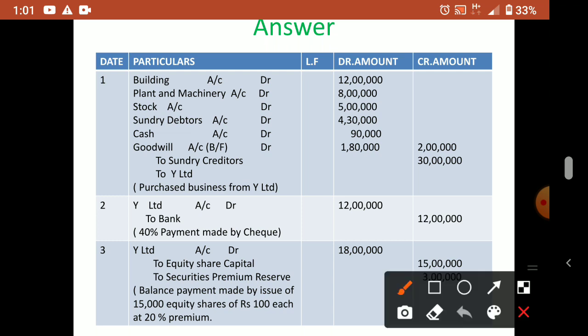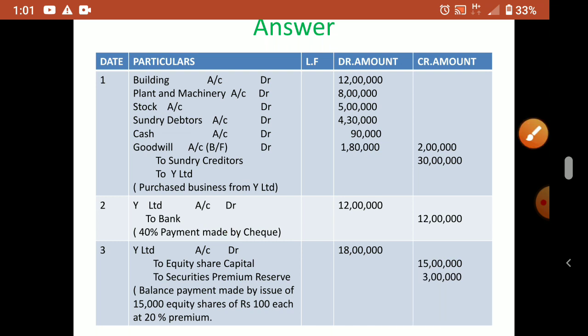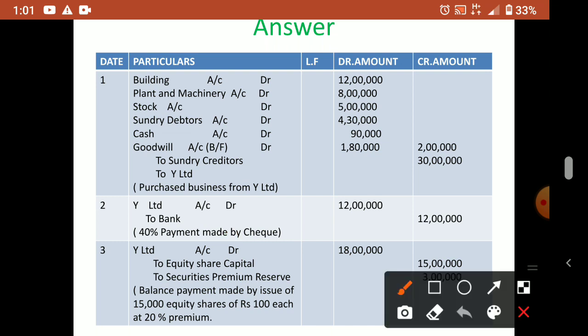If one more thing remember, if instead of check, if they have given bill, they paid through bill, then what you can write here? Bills payable. Okay, instead of bank, what you have to write? Bills payable you have to write. That only the change. And one more thing remember, if it is not tallying, that means asset side not tallying means goodwill. Liability side, if it is not tallying, means capital reserve you have to write. Okay, so purchase consideration, whatever given in the question, that you have to put in the vendor account, means Y Limited here, vendor account.